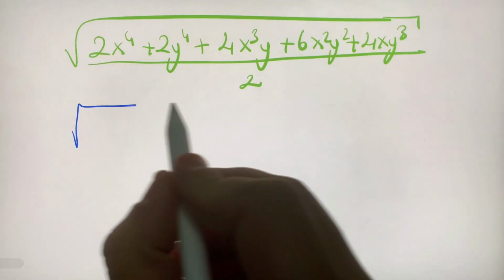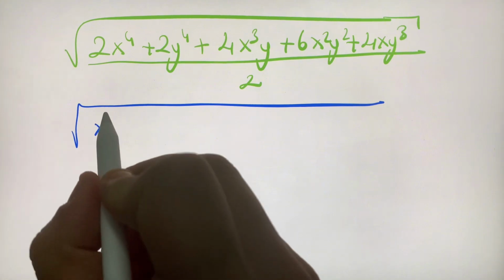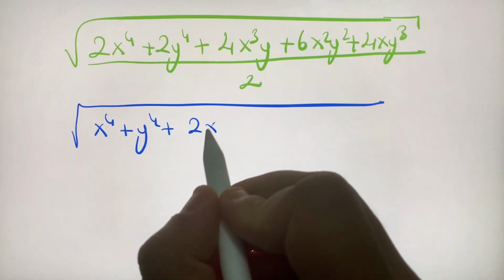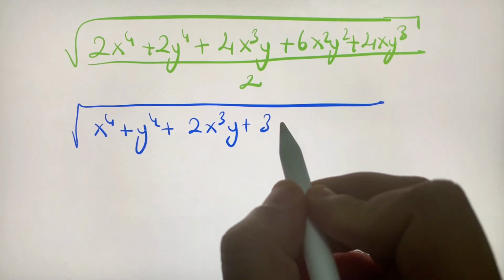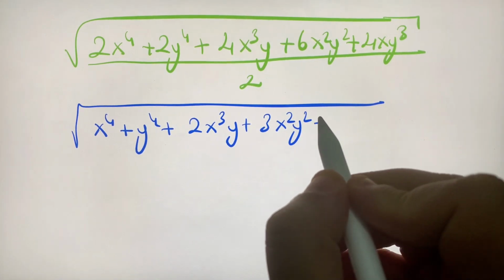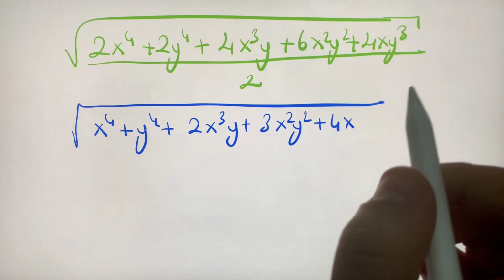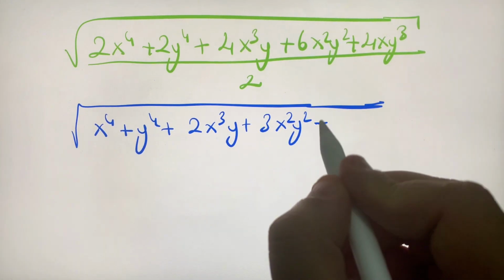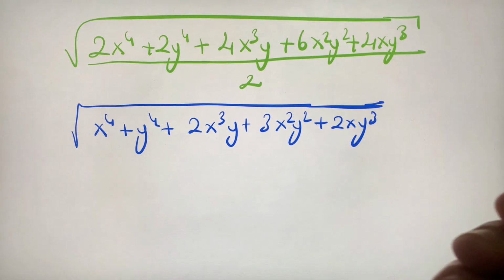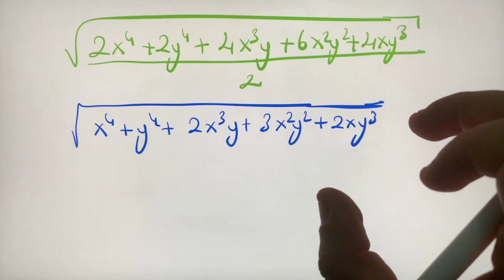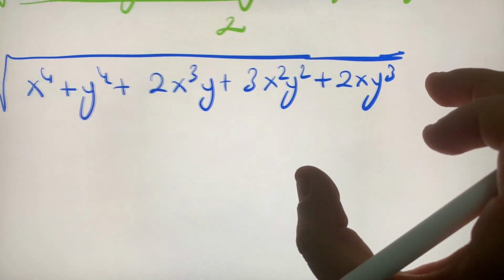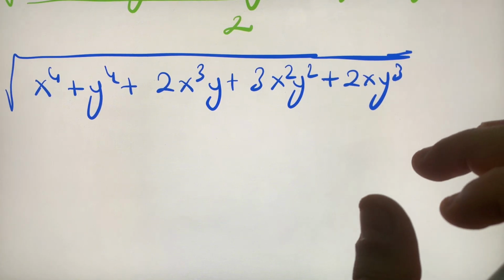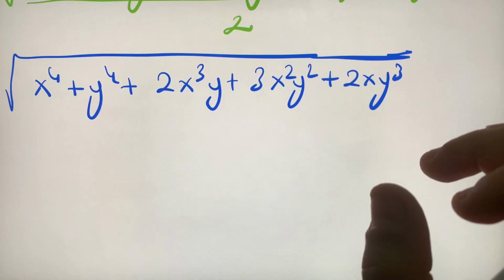If I simplify it with 2, x to the fourth plus y to the fourth, plus 2x cubed y, plus 3x squared y squared, plus 2x y cubed. Oops, we wrote this wrong, let's fix it now. Now I still want to change something, because this question is not solved yet. What things can I change?